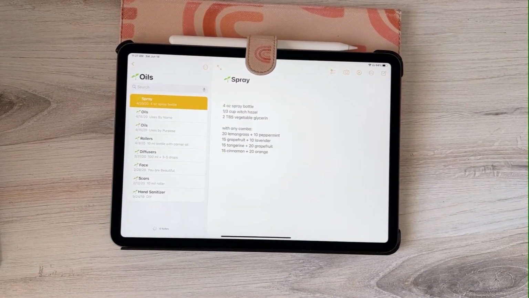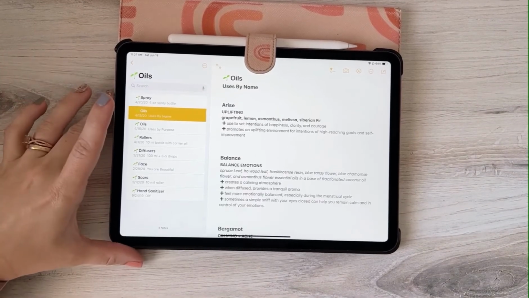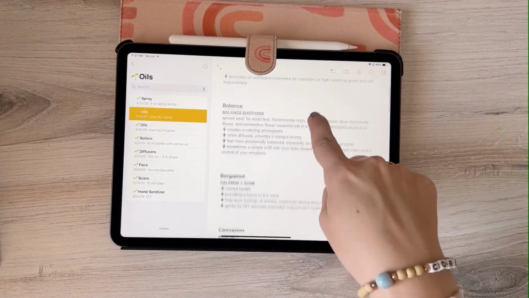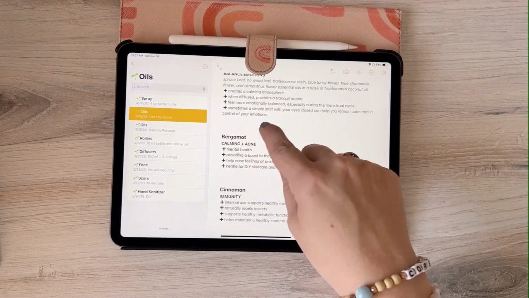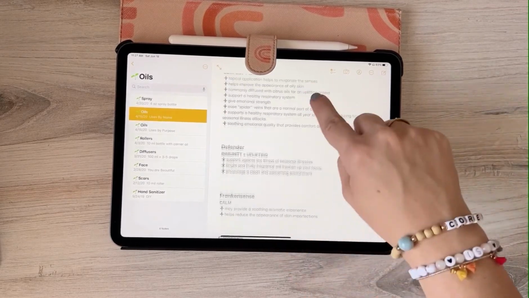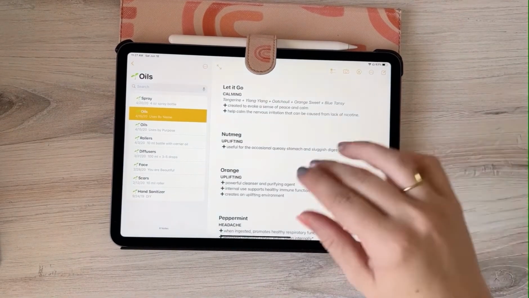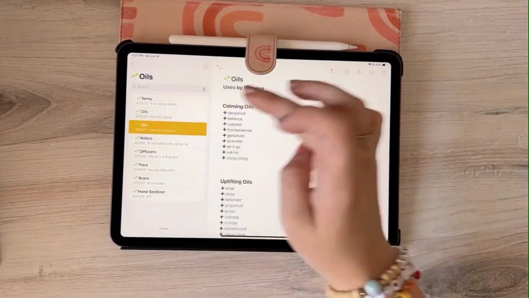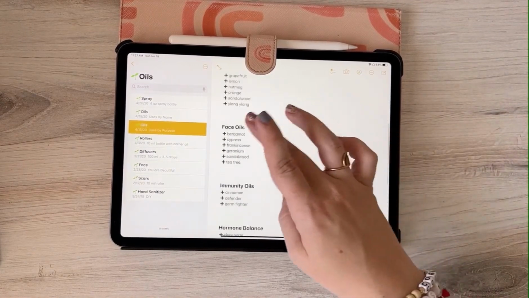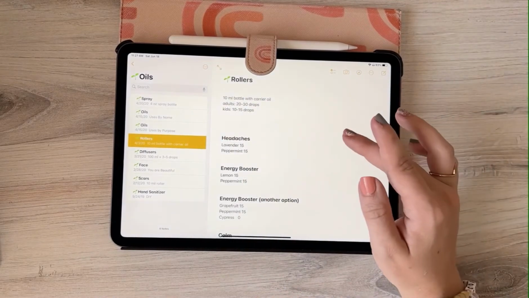Oils. I do have a lot of stuff in oils, so some fun stuff if you are an essential oil person. Uses by name, I actually wrote out all the things, like bergamot, and it is for calming and acne, and here's cinnamon, all the things that it did, so that if I was ever wondering what this one does, I could come and look. I also did it by purpose. Here are all the calming oils, uplifting, face oils, hormone, all that stuff.